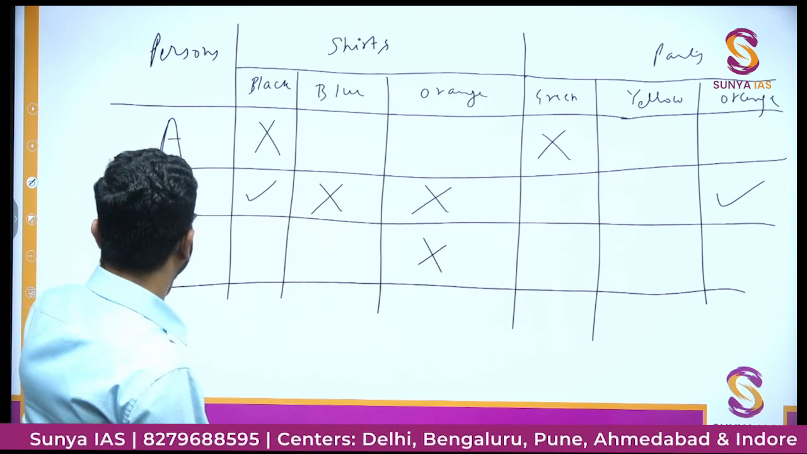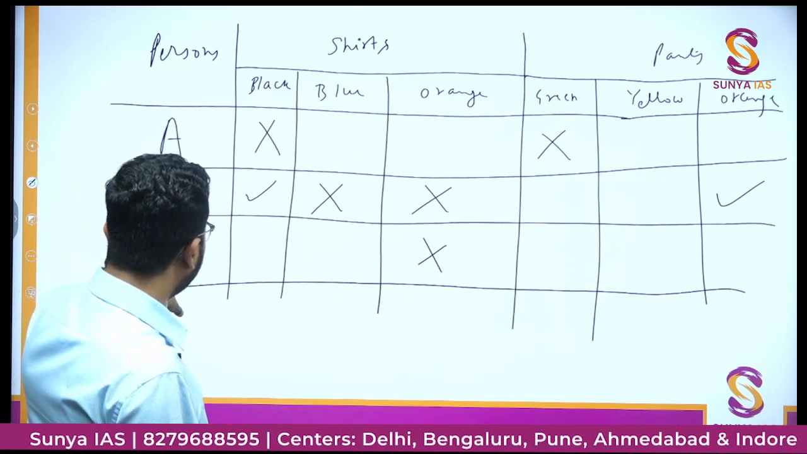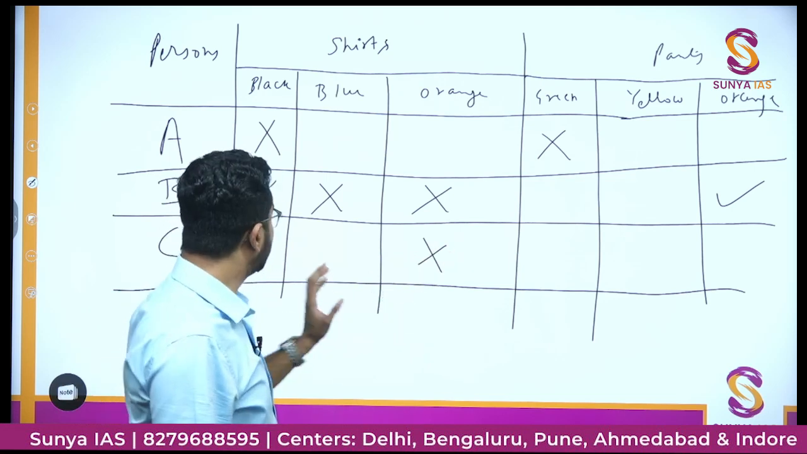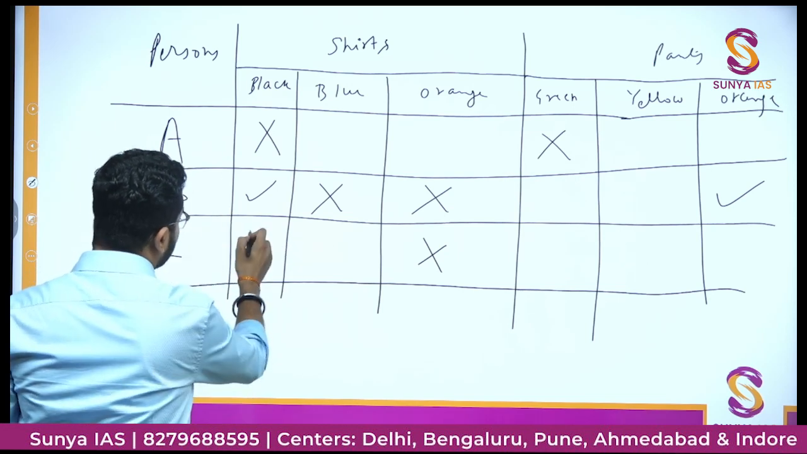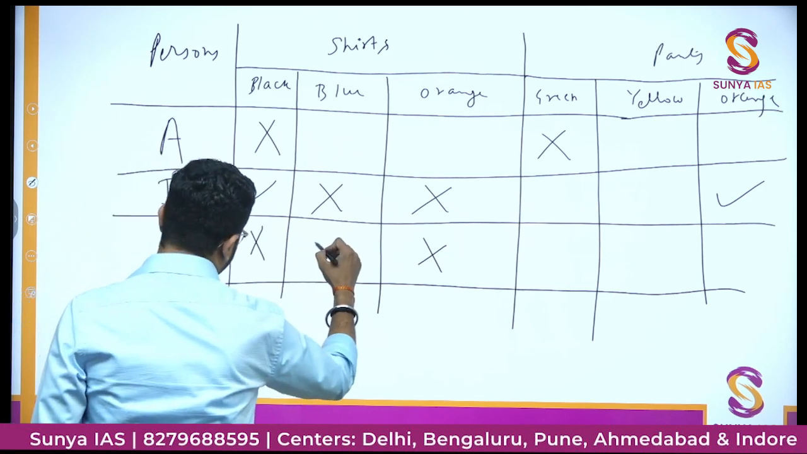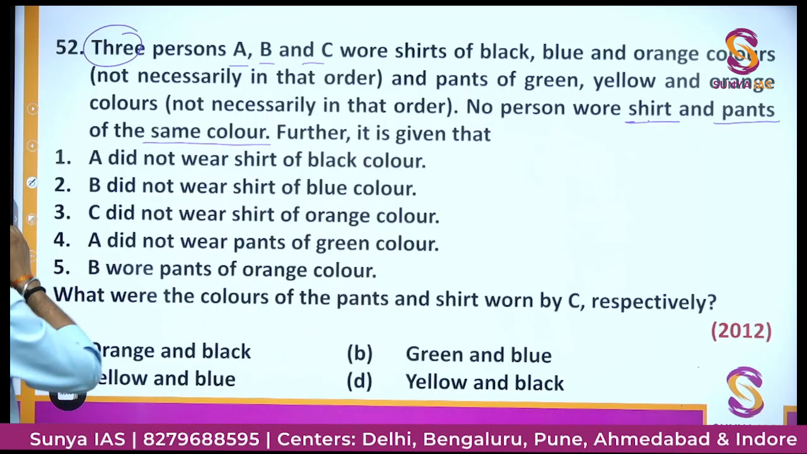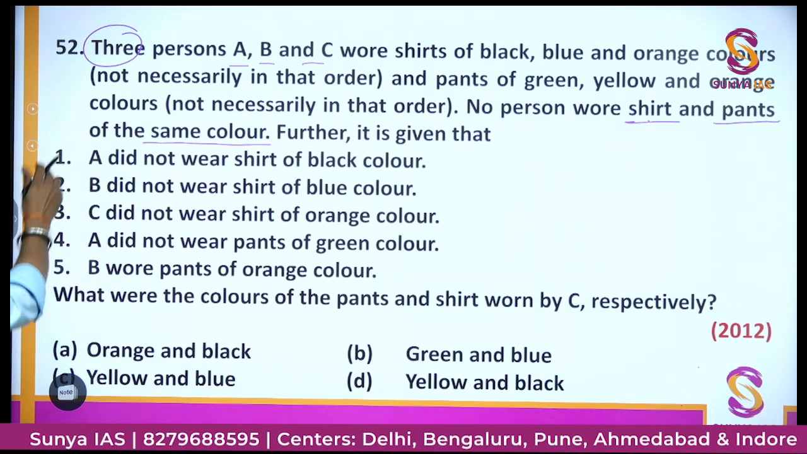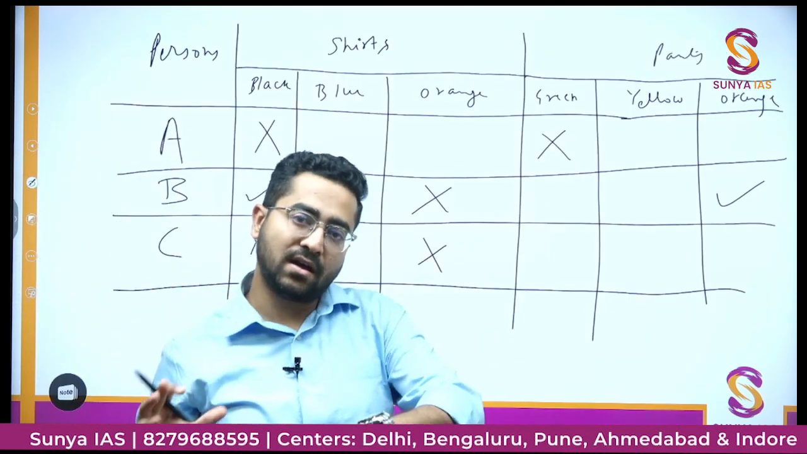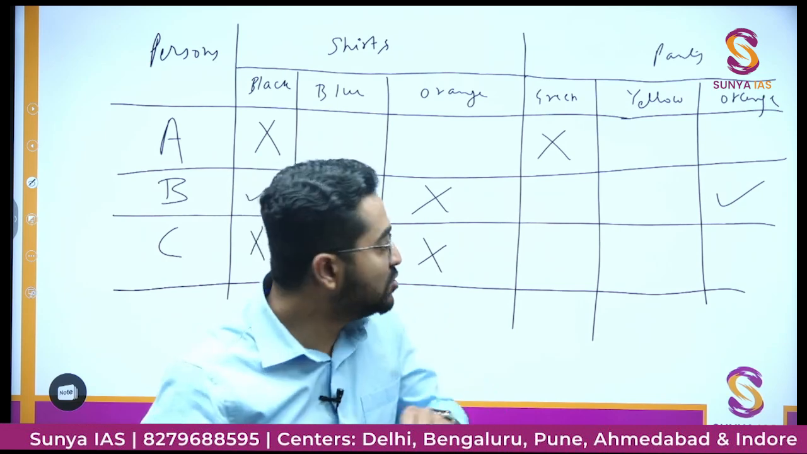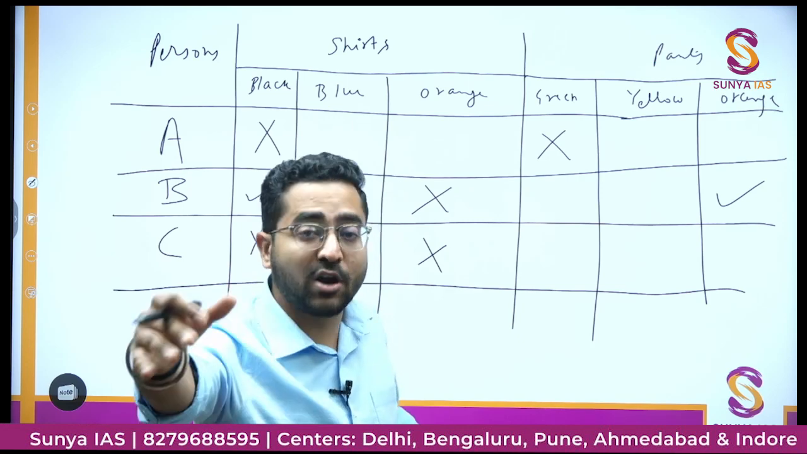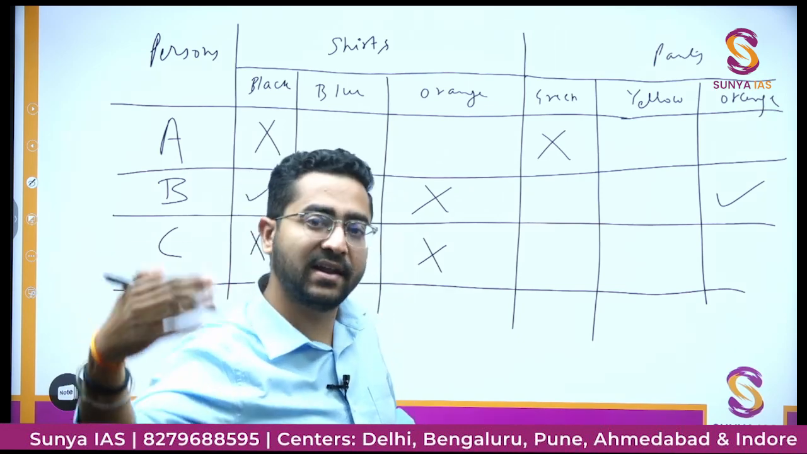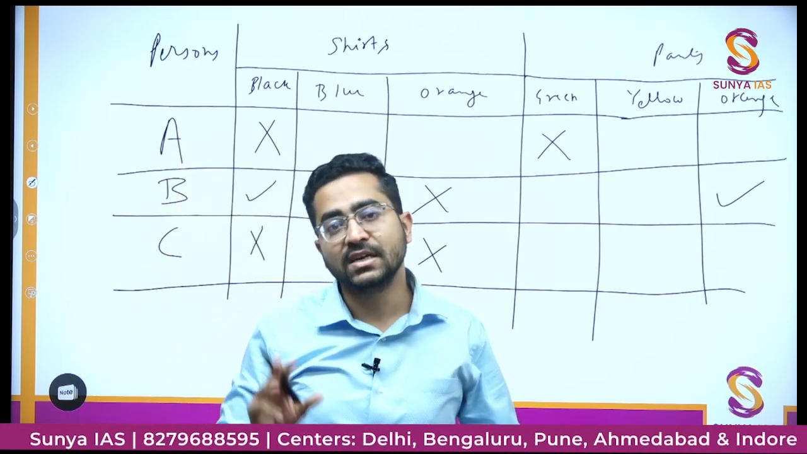Now C cannot wear orange, so C can wear either black or blue. But B is wearing black, so C can wear only blue. It is said that black, blue and orange shirts are worn, meaning everybody is wearing a different color. It is not the case that B wore black and C also wore black. If one is black, another will be blue and another will be orange. Two persons cannot wear the same color shirt.